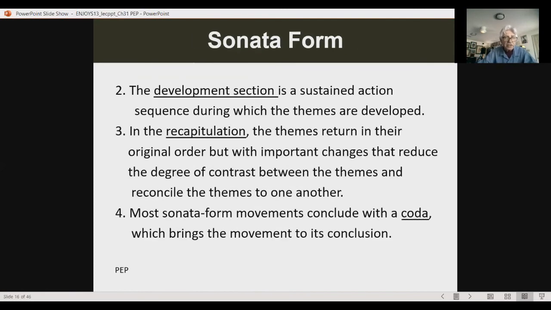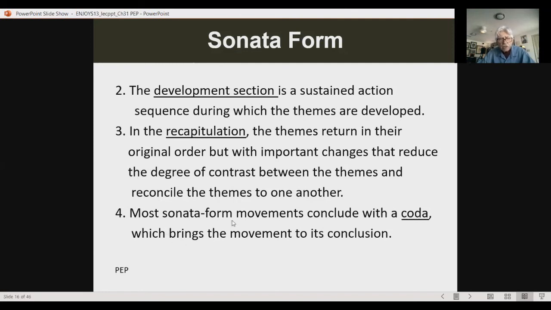And then the development section, after we've done exposition twice, generally, the development section is a sustained action sequence during which the themes are developed. And then in the recapitulation, the themes return in the original order, but with important changes that reduce the degree of contrast between the themes and reconcile the themes to one another, right? So we want to close things out and end the piece on a happy note. Everybody's satisfied. No more conflict.